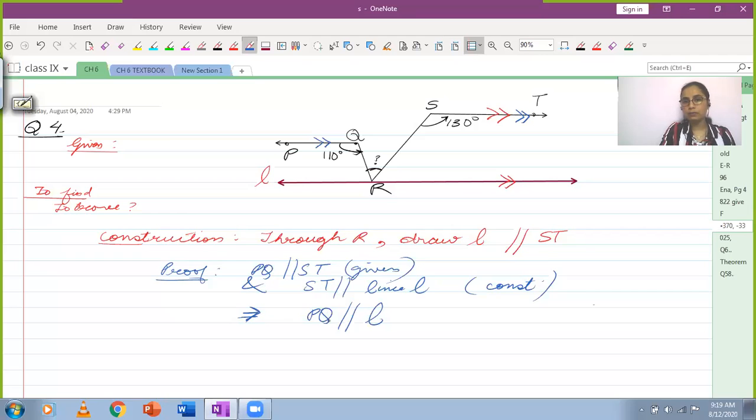Now you have three pair of parallel lines, PQ with ST, ST with L, and PQ with L. You can use any of the pairs and apply suitable relation to evaluate the angles you want. So first of all, I'm going to evaluate this angle over here. Let's mark this as 1. And the pair that I'm using is this one. PQ is parallel to L, QR is transversal.